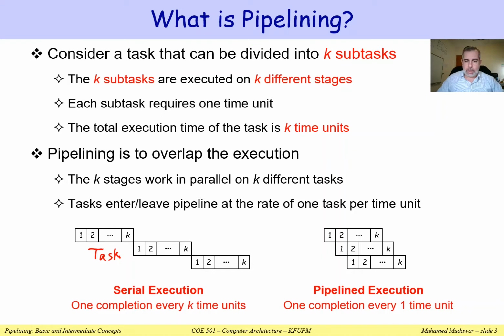That's serial execution. On the other hand, if you use pipeline execution, once you have filled the pipeline, then you have one completion every one time unit. So after you have filled the pipeline, this task will complete. Task 1 will take k time units, but task 2 will take one extra time unit to complete. Then task 3 will take one extra time unit to complete, and so on. So one completion every one time unit rather than one completion every k time units. That's basically pipelining.